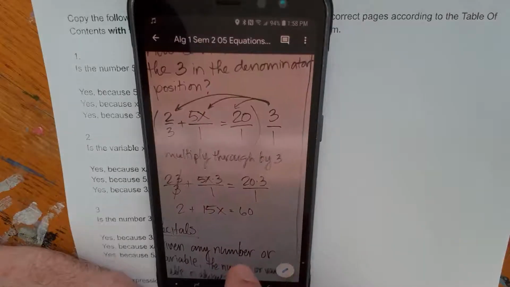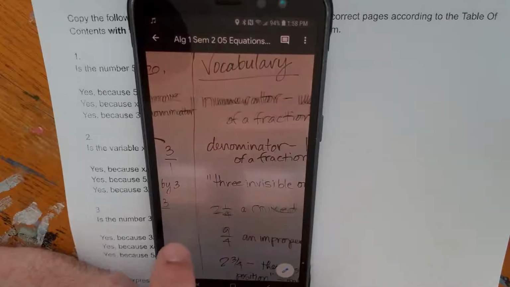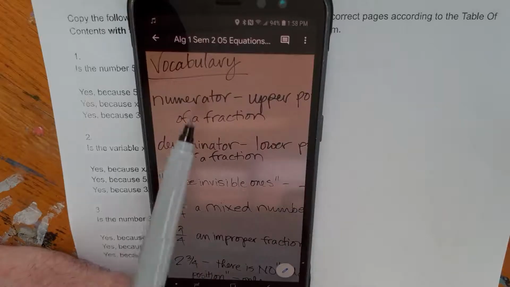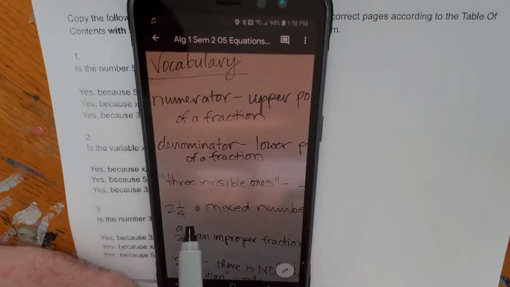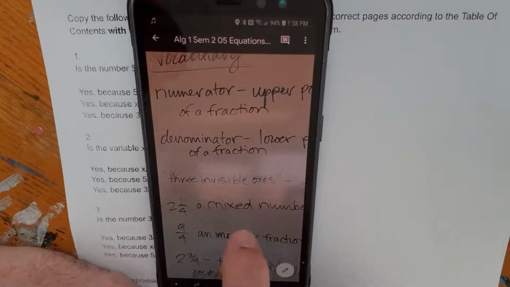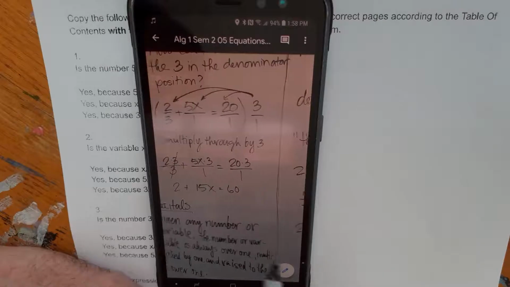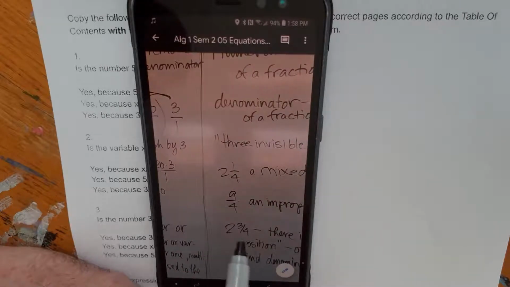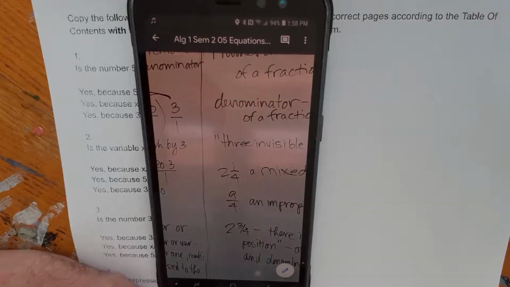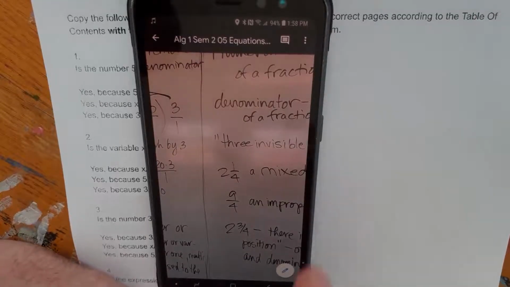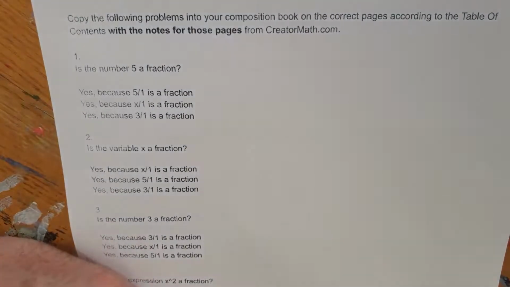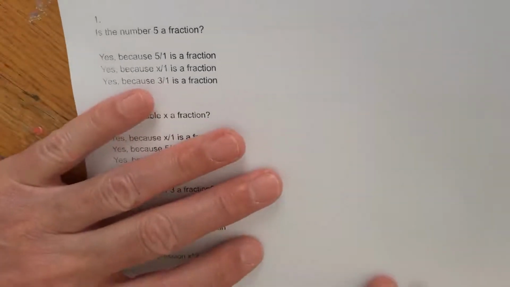Almost all students know these positions and what they're called. Maybe they've forgotten them or mixed them up. Numerator is the upper position, denominator is the bottom. Invisible ones, I'll go through that. What a mixed number is, what an improper fraction is, what the middle position is. I love this one. If you have 2 and 3/4, the 2 is in the middle position. What the heck is that middle position called? All right, so with that in your composition book on the correct pages, let's go through these problems quickly.